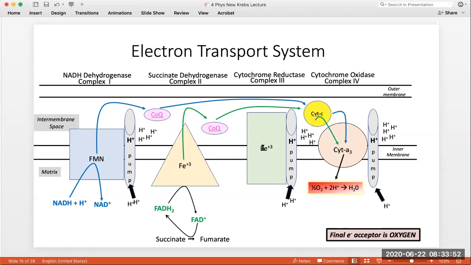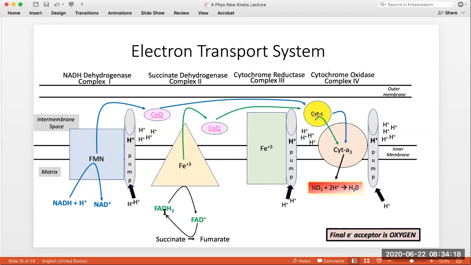Iron accepts them, so iron gets reduced to Fe2 plus. Then they get transferred from iron to cytochrome C. That's going to oxidize iron back to Fe3 plus. Cytochrome C gets reduced. They get transferred from cytochrome C to cytochrome A3, and from cytochrome A3 to oxygen. Oxygen gets reduced when you add the hydrogen ions and electrons to make water.